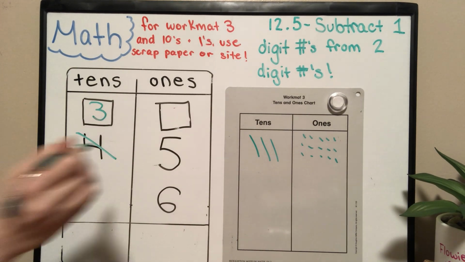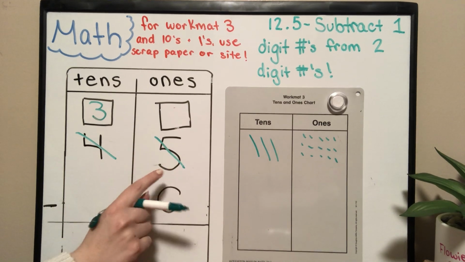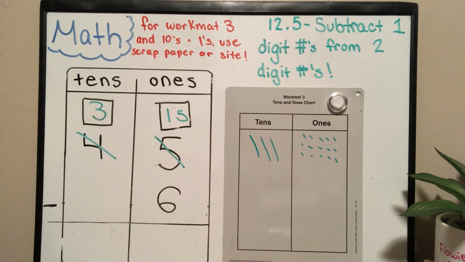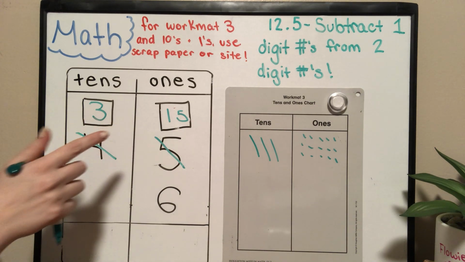Wonderful. And I'm going to cross out my 5 because I don't have 5 1s anymore. I have 15. That's a whole lot of 1s. All right. Now I can start subtracting.